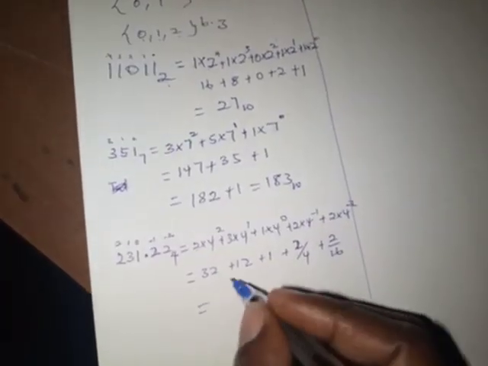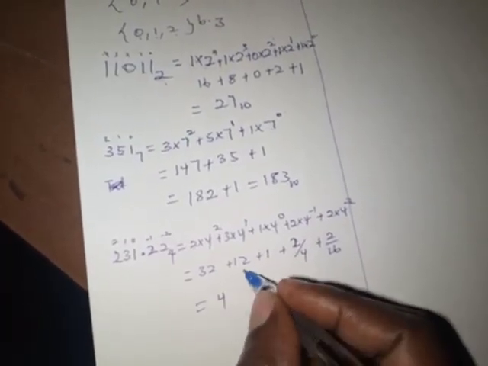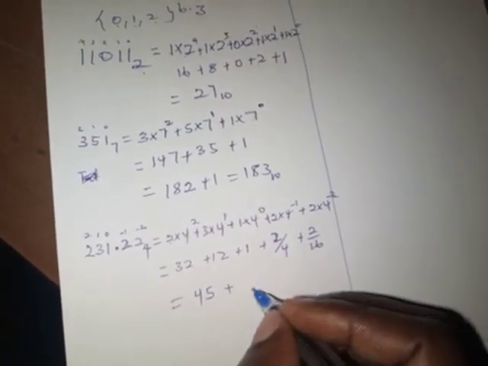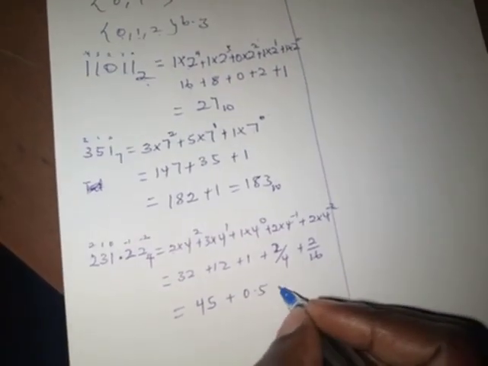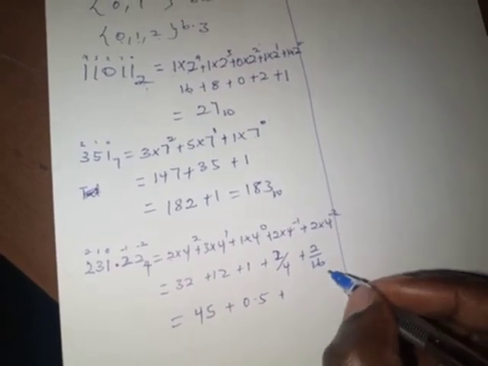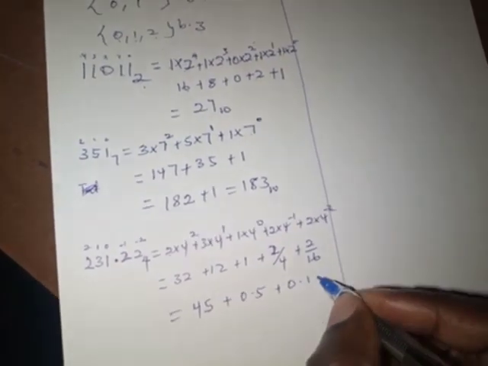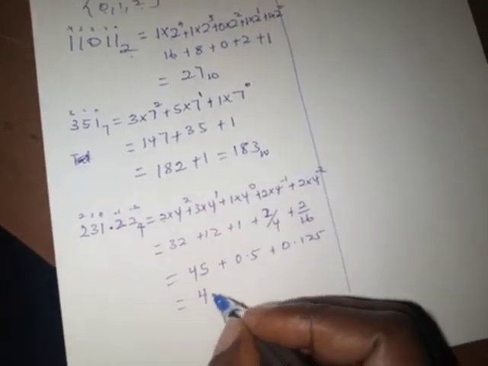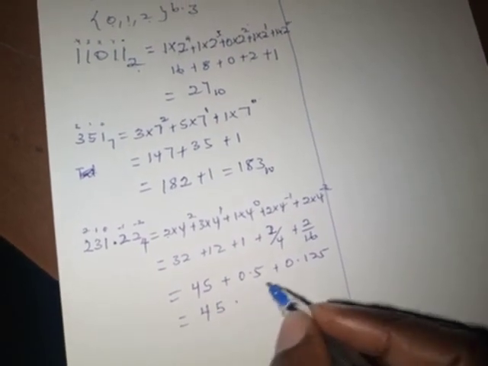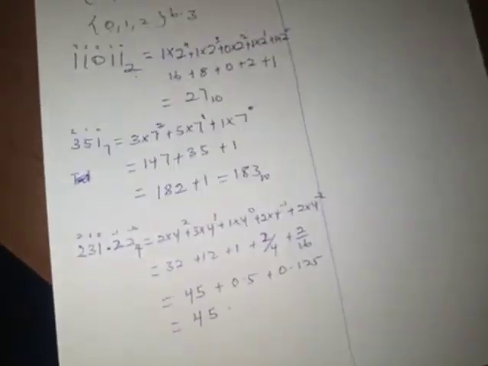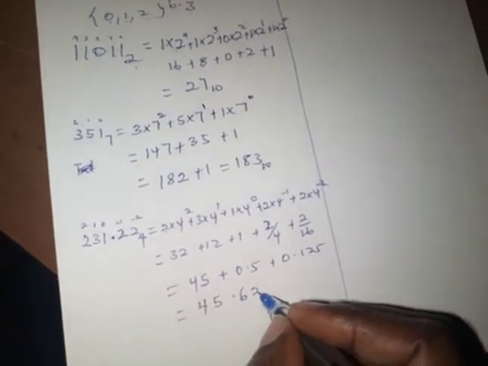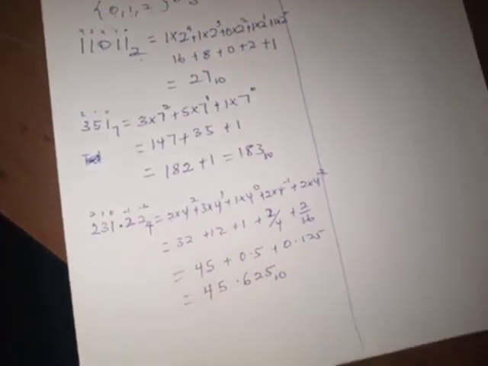If you add all these things, you will get 45 plus 0.5, and then this will give us 0.125. So if you add all these things, you get 45 point. You use your calculator to add it, and you get 45.625 in base 10. You have done it.